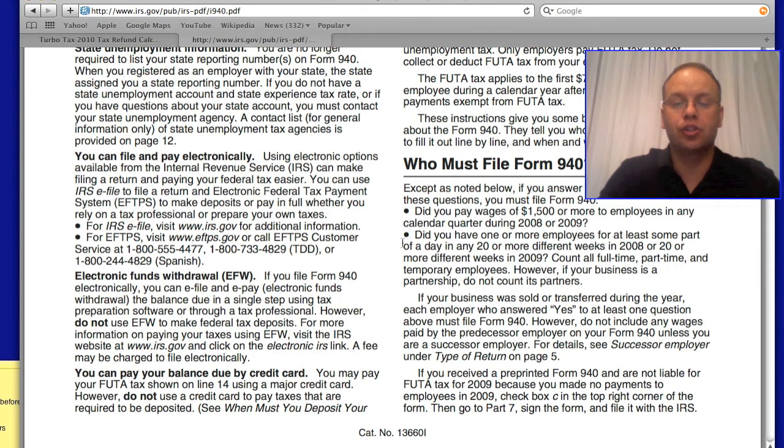You'll have to ask, did you have one or more employees for at least some part of a day in any 20 or more weeks in the year? You're going to count all full-time, part-time, and temporary employees. If your business is a partnership, you don't count the partners, okay?